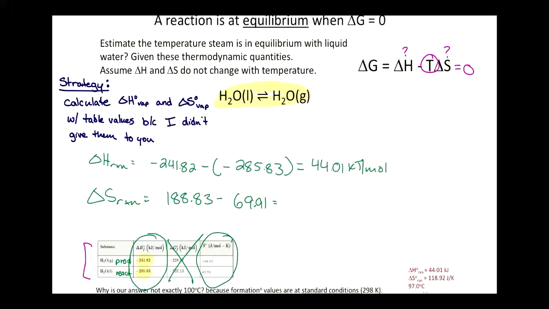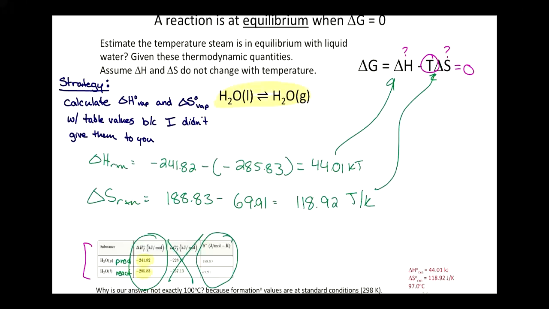I'm just going to put kilojoules. And then the entropy change for this reaction is 118.92 joule per Kelvin. All right, and so those are the two values that are going to go into my delta G equation. The previous question I made a lot easier because I gave these to you straight up. But in this one, you do products minus reactants first to get them yourself.